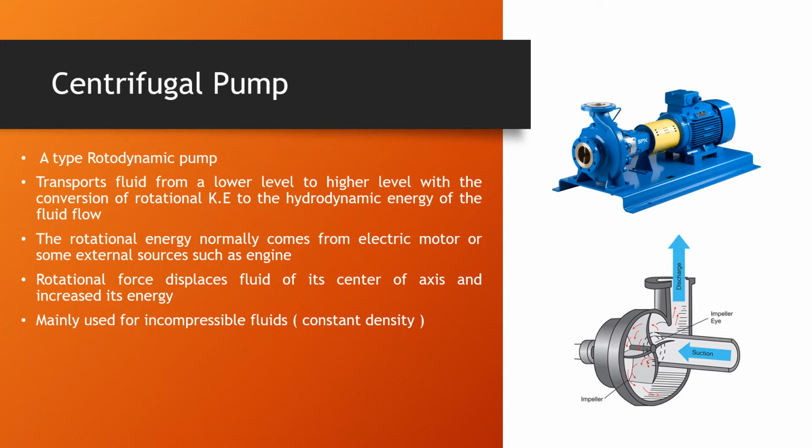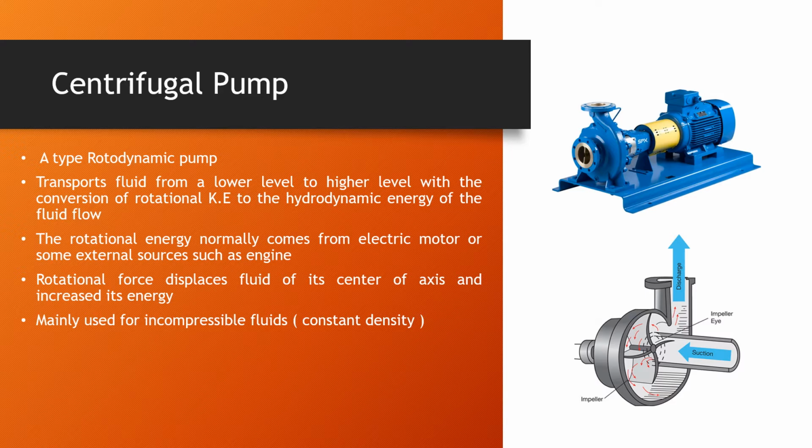These pumps basically transfer the kinetic energy of the rotating impeller to the fluid and convert it into hydrodynamic energy. The rotation is generally provided by an electrical motor, but it can also be provided by some other kind of prime movers, maybe engines. In agriculture, we can see that if there's no electrical outlet, engines are used to move these pumps.